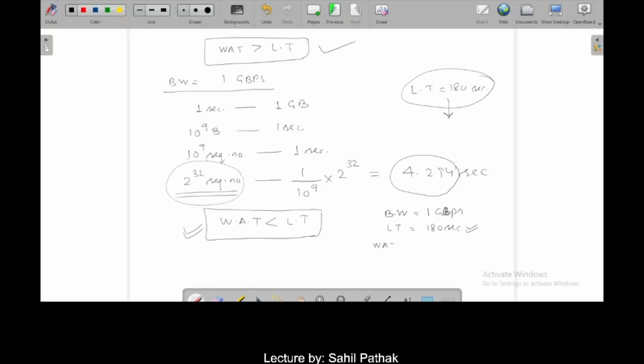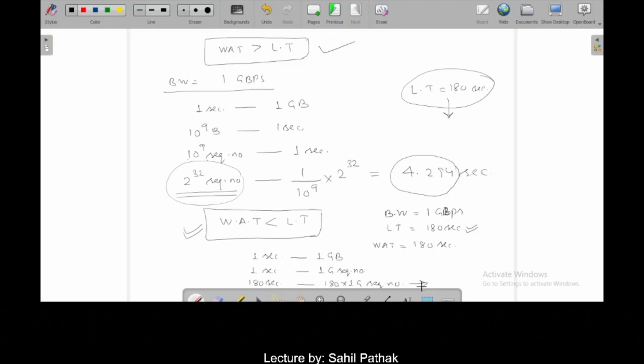इसका मतलब मुझे कम से कम रैप अराउंड टाइम कितना रखना पड़ेगा? 180 रखना पड़ेगा. Okay, so here if I solve this, in 1 second we can consume 1 GB of data, or I can say in 1 second I can consume 1G sequence numbers. Okay, so in 180 seconds how many sequence numbers are we going to consume? That is 180 into 1G sequence numbers. Okay, so this many sequence numbers should be available to me.